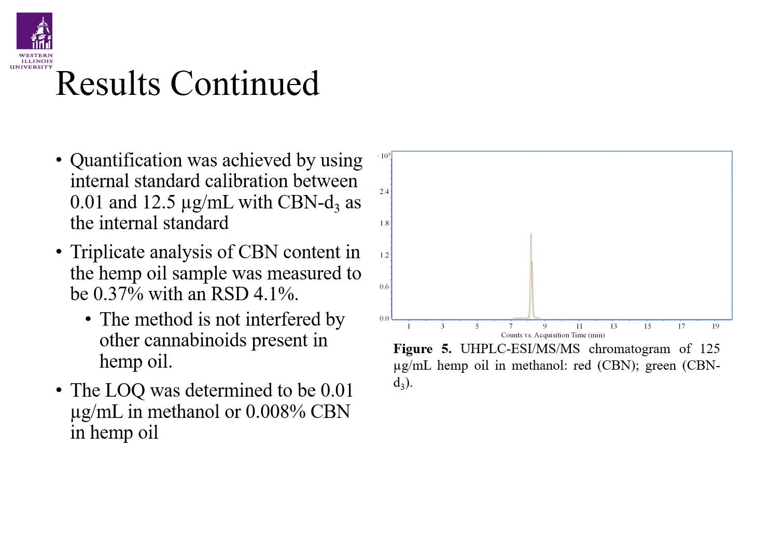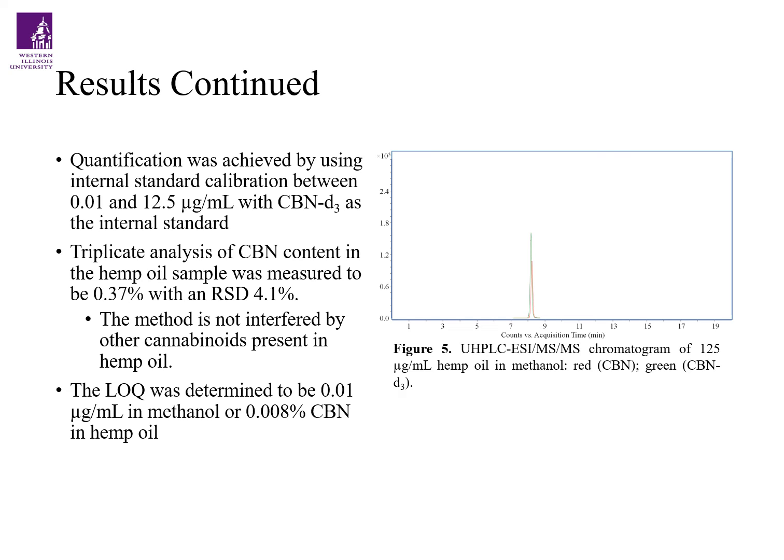Analysis of the 125 microgram per milliliter hemp oil extract was then carried out, and its chromatogram can be seen in Figure 5. Quantification of the CBN in the hemp oil extract was achieved using internal standard calibration. A calibration curve consisting of 5 calibrants ranging from 0.01 to 12.5 microgram per milliliter in concentration that had each been spiked with 0.5 microgram per milliliter of internal standard were first prepared. Then triplicate analysis of CBN was carried out on the hemp oil sample, and its measurements were 0.37% with a relative standard deviation of 4.1%.